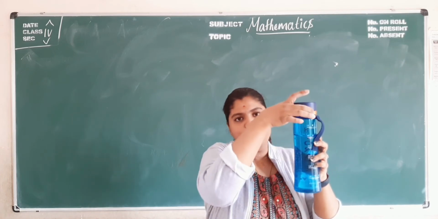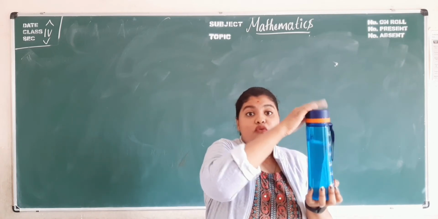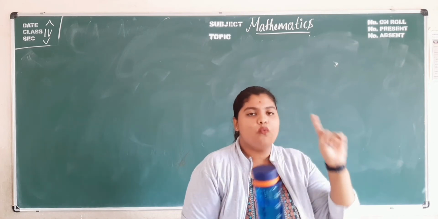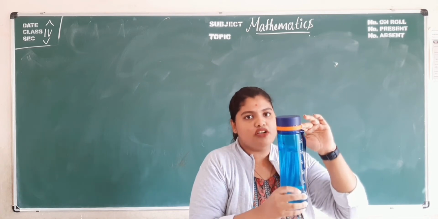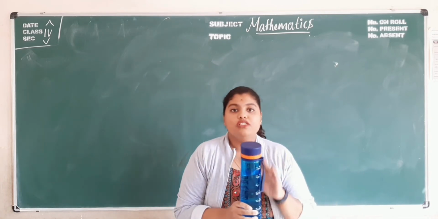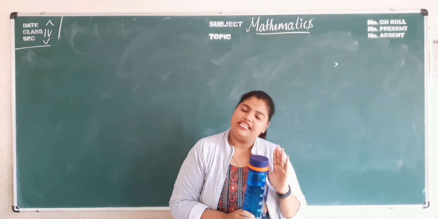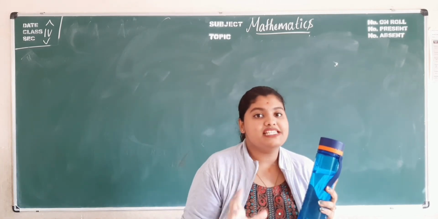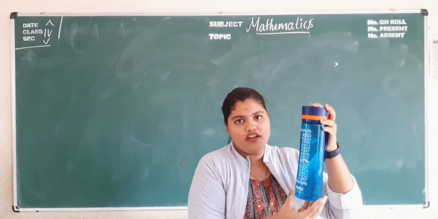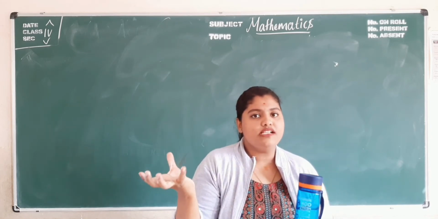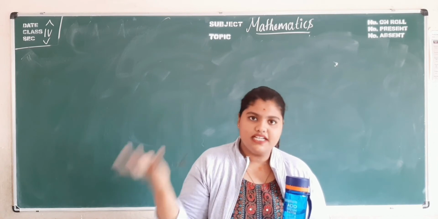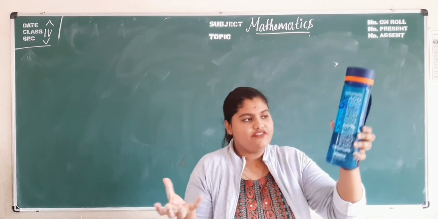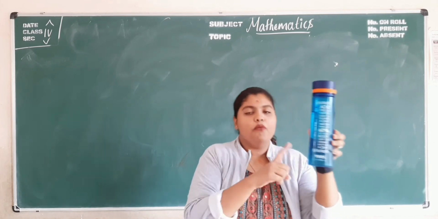If I fill this bottle fully with water, the volume of the water here is 1 liter. So the quantity of liquid which is present in a container. Here the water bottle is a container. If I keep it in a vessel, the vessel will be considered as a container. If I keep it in a bowl, that is called a container. So here which is the container? Yes, the bottle is the container.